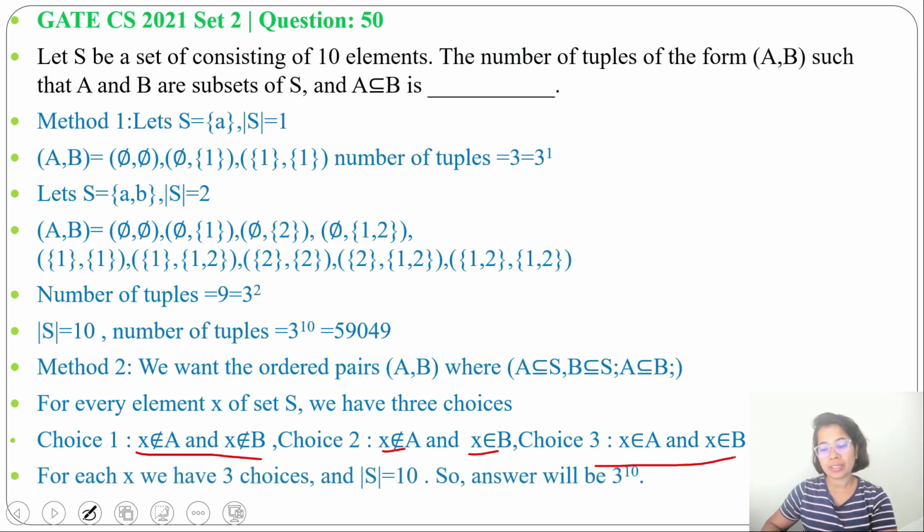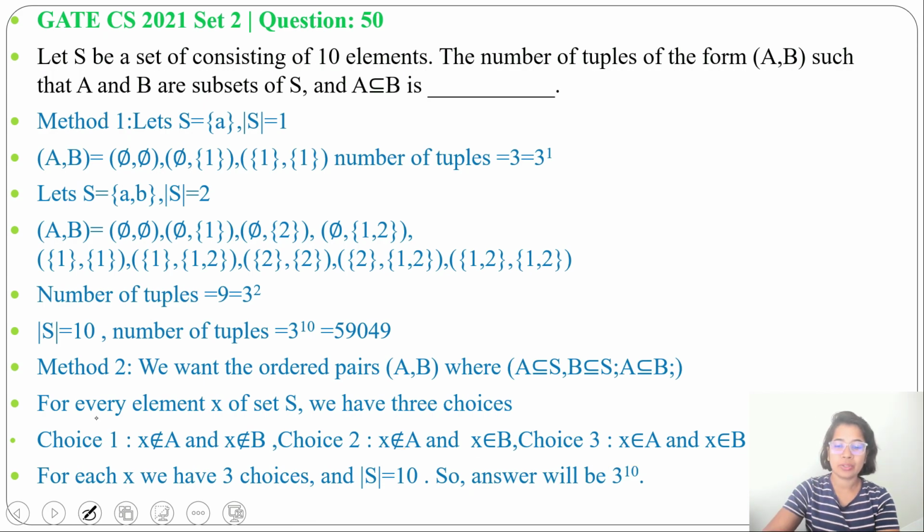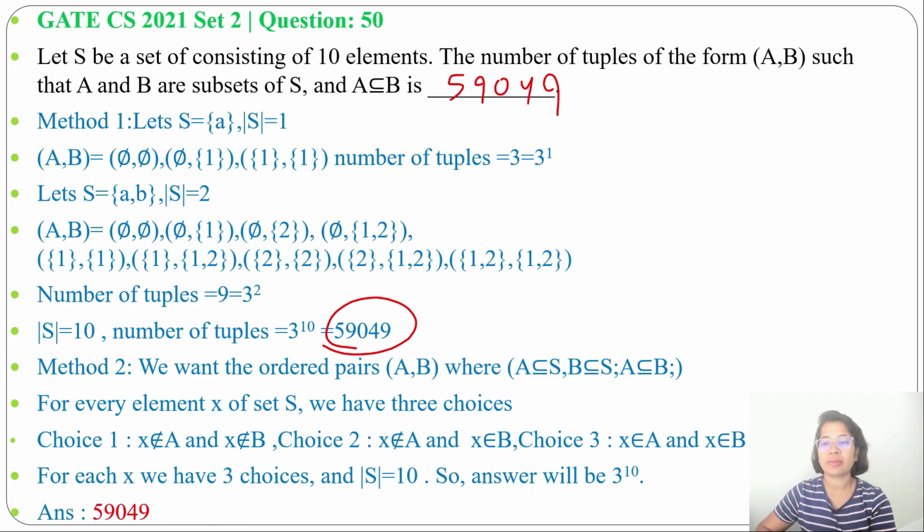As there are three choices, the answer will be 3 power S cardinality. Here S contains 10 elements, so S cardinality equals 10, 3 power 10. So the answer will be 59049. I already discussed subsets, just go through the lecture.